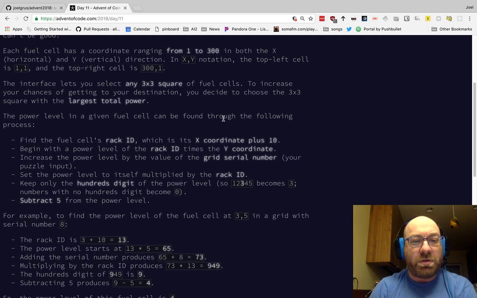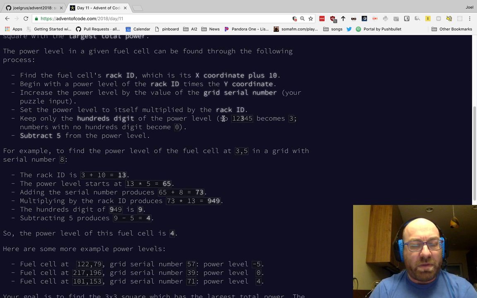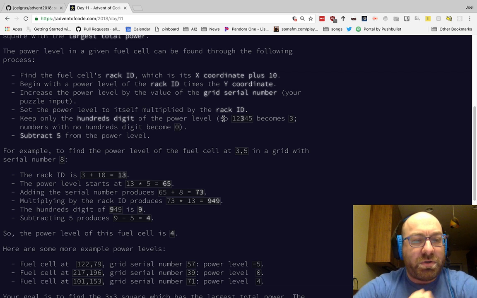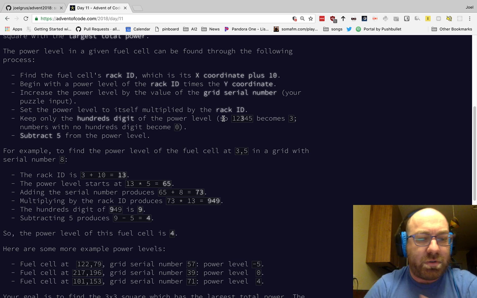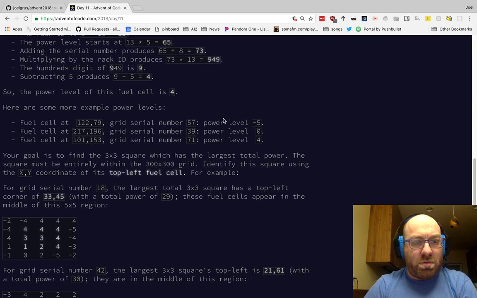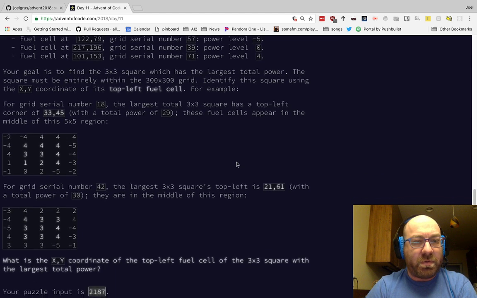The power level in any given fuel cell can be found by the following process. Find the fuel cell's rack ID, which is the x coordinate plus 10. Begin with a power level of the rack ID times the y coordinate. Increase the power level by the value of the grid serial number. Set the power level to itself multiplied by the rack ID. Keep only the hundreds digit of the power level. For example, to find the power level of the fuel cell at 3,5 in a grid with serial number 8, the rack ID is 3. And so on. The 3x3 square with the largest total power must be entirely within the grid, identified using the XY coordinate of the top left fuel cell.